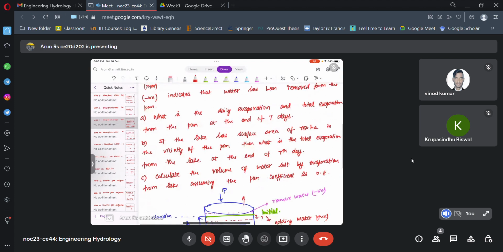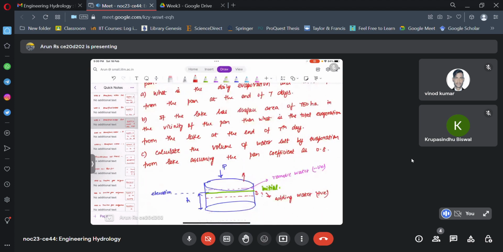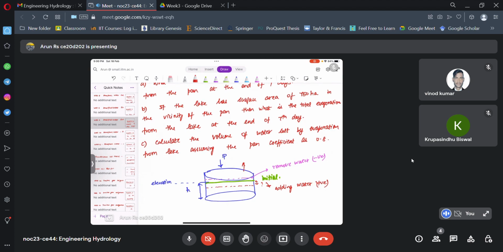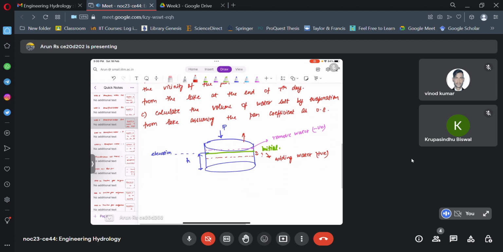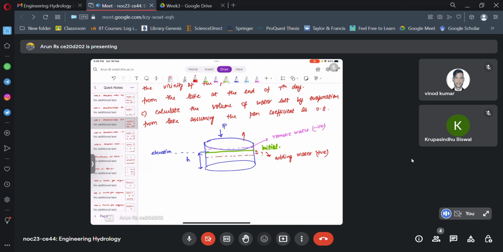And if the surface area of the lake is 750 hectares in the vicinity of the pan, so the pan is located nearby some lake, we need to compute the evaporation from the lake at the end of the 7th day, and we also need to find the volume of water that is lost by evaporation from the lake, and we can assume the pan coefficient as 0.8.